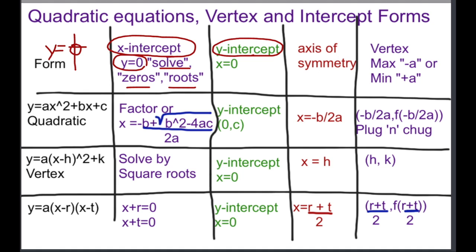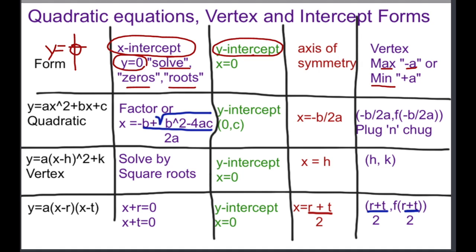Mainly we want to determine that if negative a is there, that means it opens downward, and the vertex therefore is a maximum. If a is positive, that means the parabola opens upward, and the vertex is a minimum.